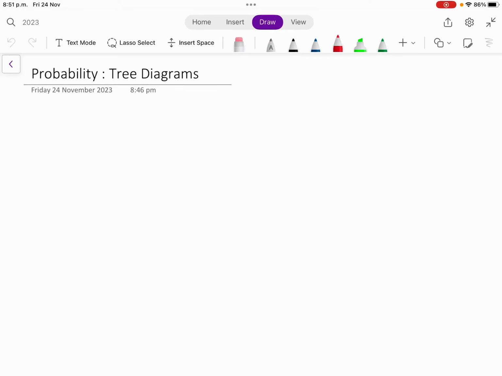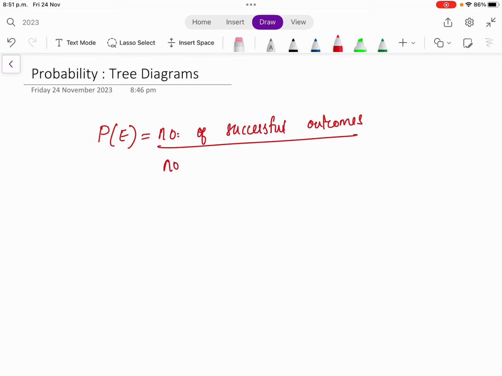Let's learn probability tree diagrams. Before we start the tree diagram concept, let's see what a probability is. The probability of an event is the number of successful outcomes over the number of possible outcomes. Successful outcomes and possible outcomes are the keywords here.